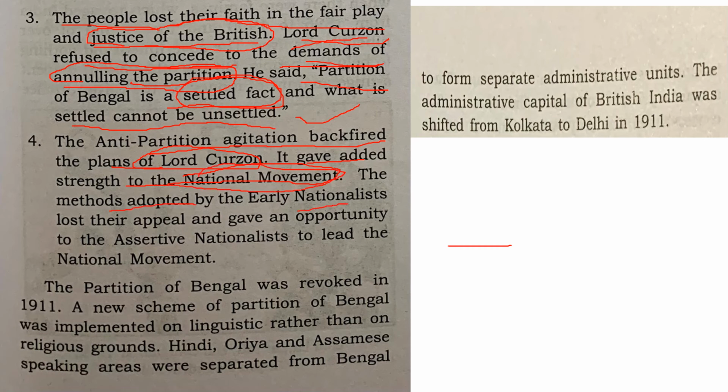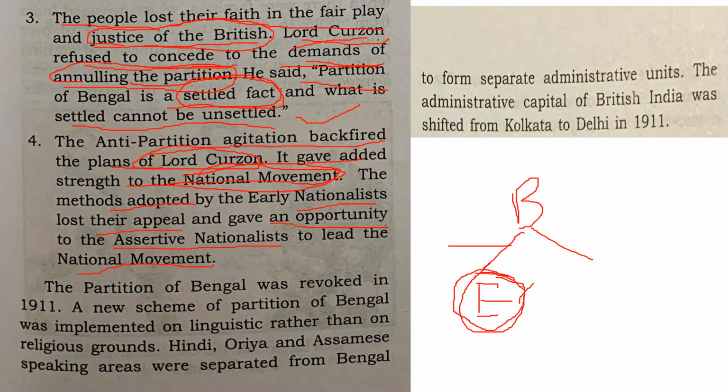The methods adopted by early nationalists lost their appeal and gave an opportunity to assertive nationalists to lead the national movement. So I told you that the assertives and the early nationalists divided on various issues. But based on this Bengal division, they came together. And when they were working for the anti-partition movement, the early nationalists and their methods of petitions lost importance, because even though they gave petitions, you know what Lord Curzon said, it is a settled argument. So slowly the early nationalists and their strategies became very dull, and people started losing faith in their methods.